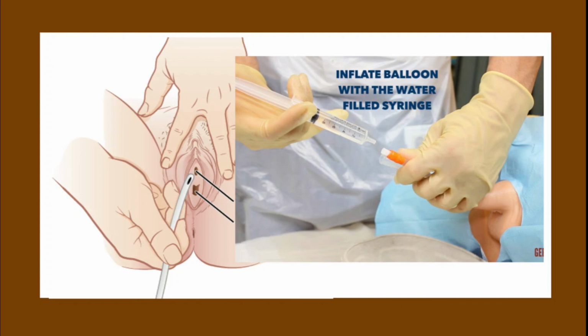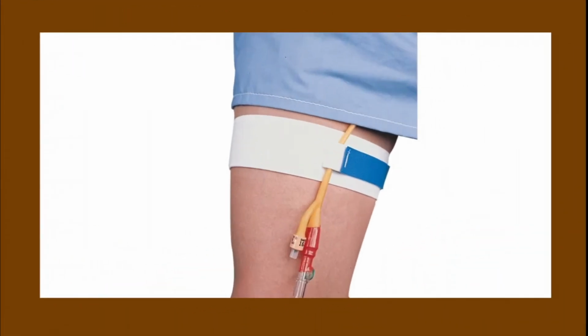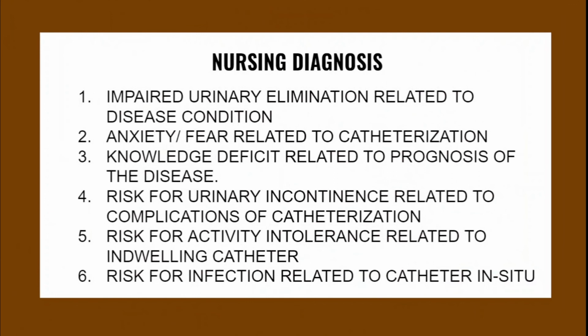Withdraw the catheter slightly until resistance is felt and attach it to the drainage system. You have to remove the gloves after that and perform hand hygiene. And then secure the catheter to the thigh with a tape. Then clean the trolley and dispose of used articles into the yellow bag and again perform hand hygiene. So I hope you understood the step-by-step procedure of catheterization in females.